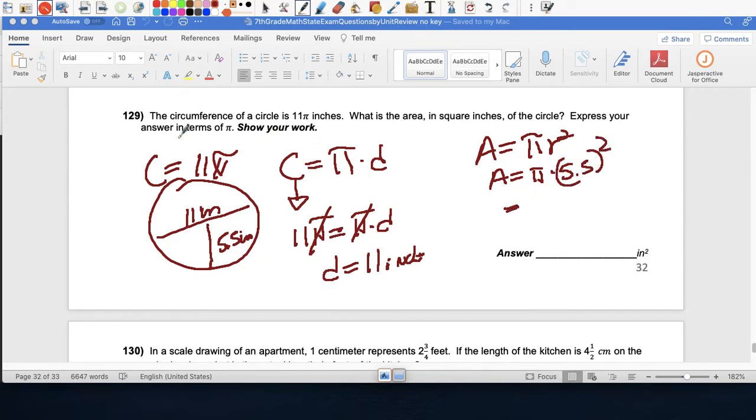It says leave in terms of pi, so all we have to do is calculate 5.5 raised to the second power, which gives us 30.25. We're not going to multiply by pi. We're just going to leave it in terms of pi. So 30.25 pi inches squared. That's my final answer.